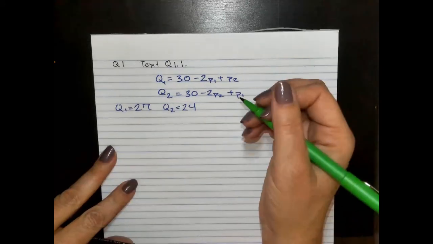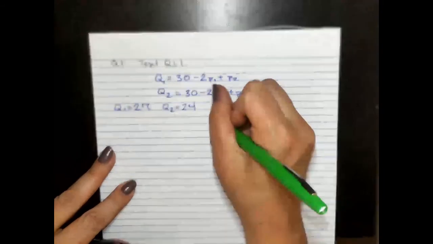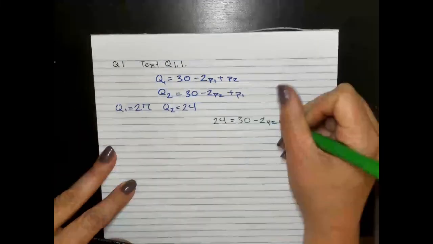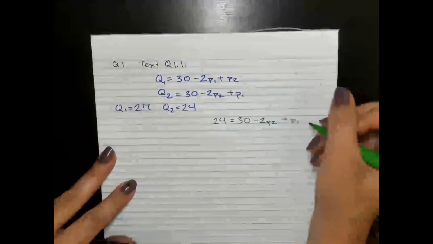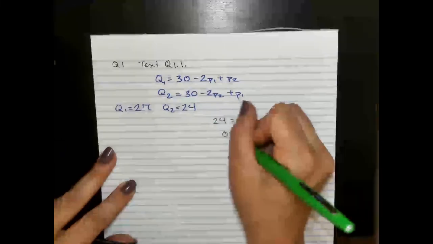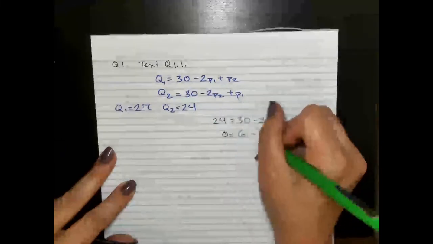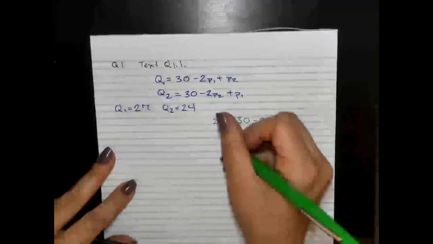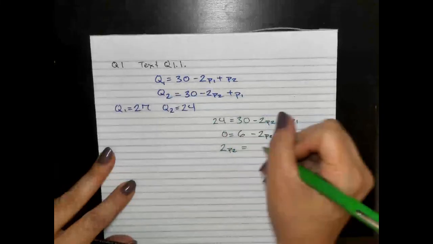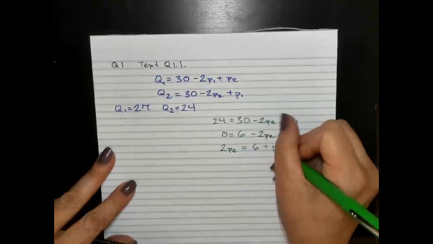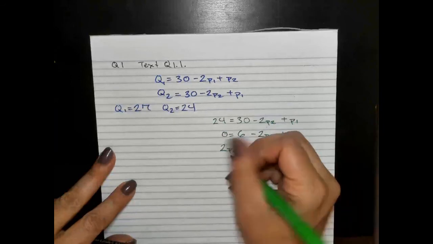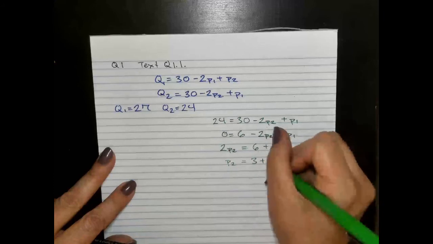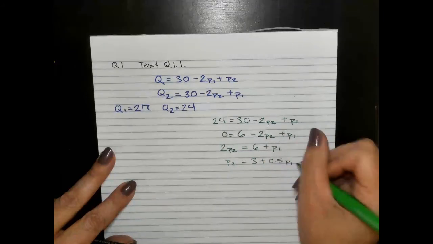our Q2. 24 is equal to 30 minus 2P2 plus P1, which gives us 0 equals 6 minus 2P2 plus P1. I'll put 2P2 over here: 2P2 equals 6 plus P1. And then divide both sides by 2. P2 equals 3 plus 0.5, or 1/2 P1.